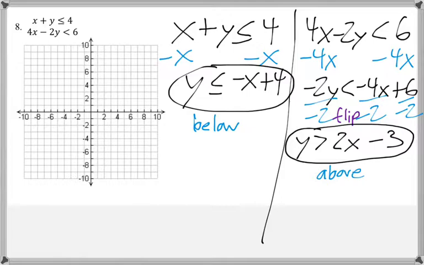Okay, so this line crosses at 4 and 4. And then this line crosses at negative 3 and crosses a little bit to the left of 2. And this was a dashed line. And our shading was right here.